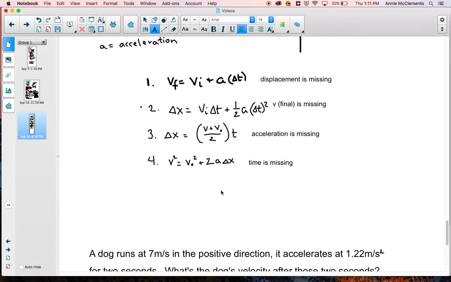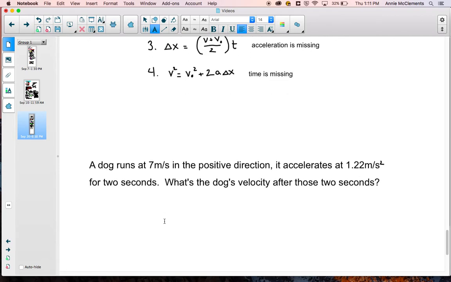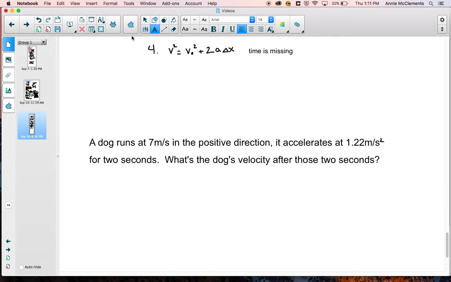trying to solve. So let's go ahead and walk through this problem here and just label what values we have. We have a dog running at 7 meters per second. That's some velocity, not sure yet whether it's our initial velocity or our final velocity. It's 7 meters per second, and that's in the positive direction. We're then told it accelerates at 1.22 meters per second squared. That's pretty easy. That's our acceleration.